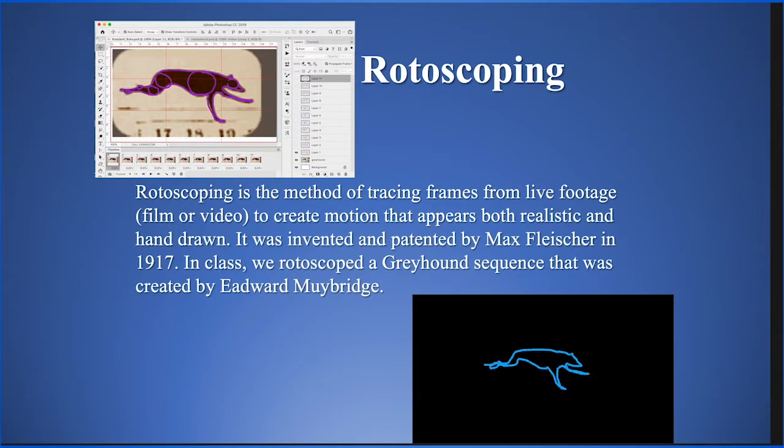So rotoscoping is the method of tracing frames from live footage in film or video to create motion that appears both realistic and hand-drawn. It was invented and patented by Max Fleischer in 1917. In class, we rotoscoped the greyhound sequence that was created by Edward Muybridge.